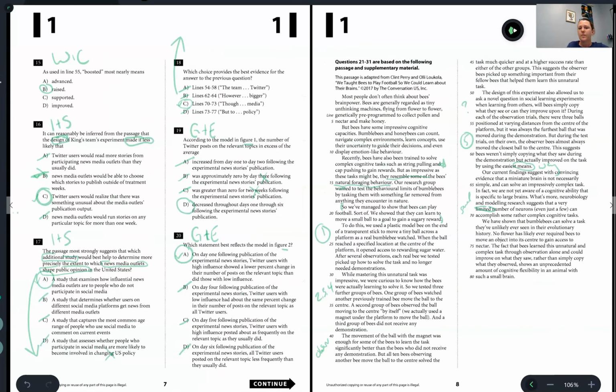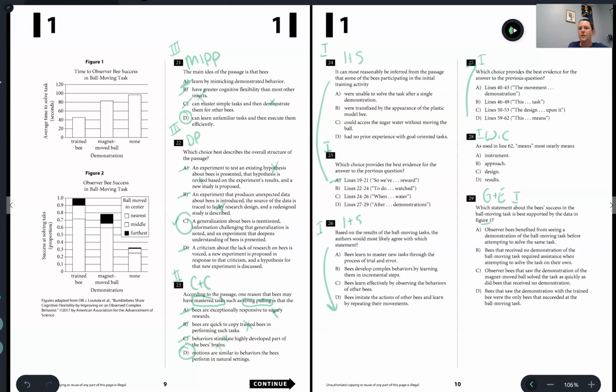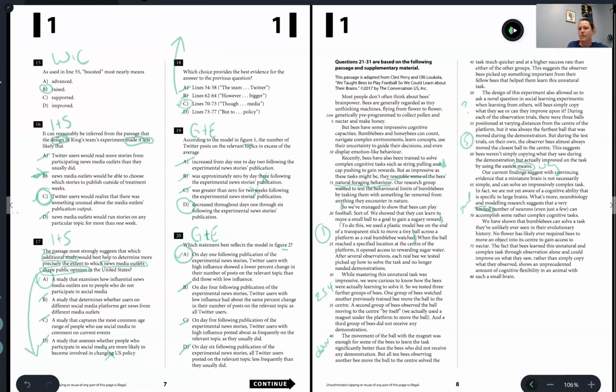22 through 24. To do this, we used a plastic model bee on the end of a transparent stick to move a tiny ball across a platform as a real bumblebee watched. All right, so that's telling us what they were hoping to do, but it doesn't say what some bees were able to do and some bees were not. 24 through 26. When the ball reached a specific location at the center of the platform, it opened access to a rewarding sugar water. So again, that doesn't really tell us what some bees could do that others could not.